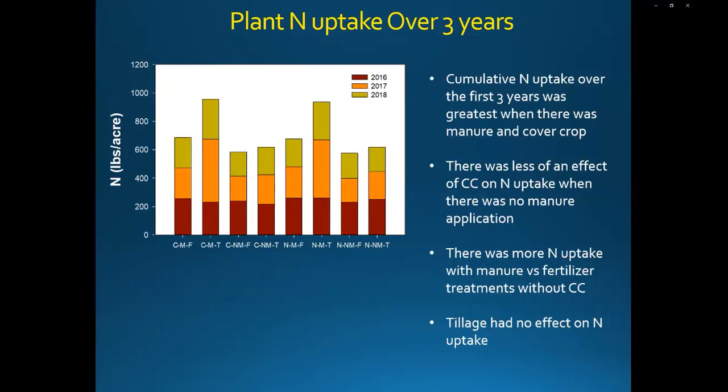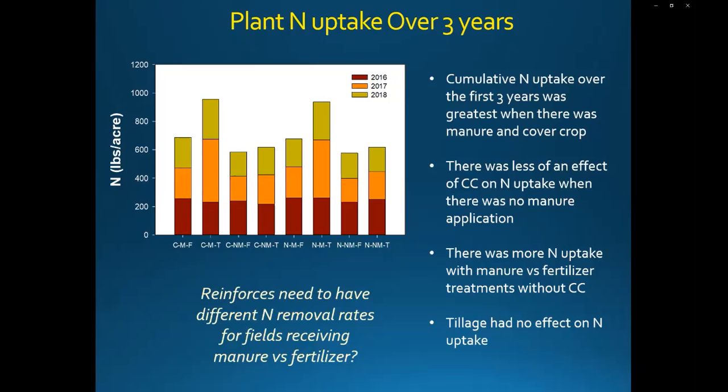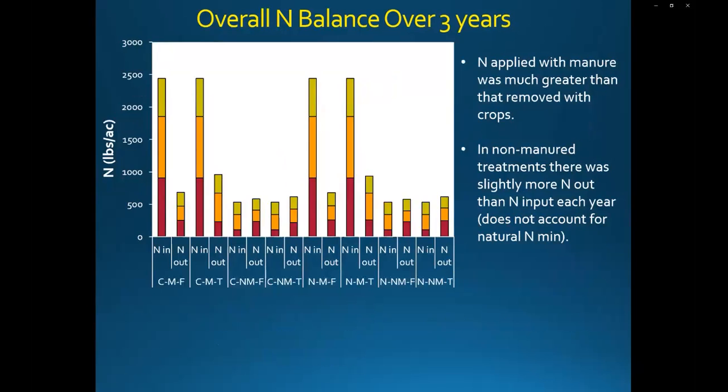There was more nitrogen uptake with manure versus fertilizer, even when we didn't have a cover crop. So the effect of manure just on the corn was apparent, like it was in the other long-term manure study. And tillage had no effect on nitrogen uptake. This reinforces the need to have different removal rates for fields that are receiving manure versus just fertilizer.